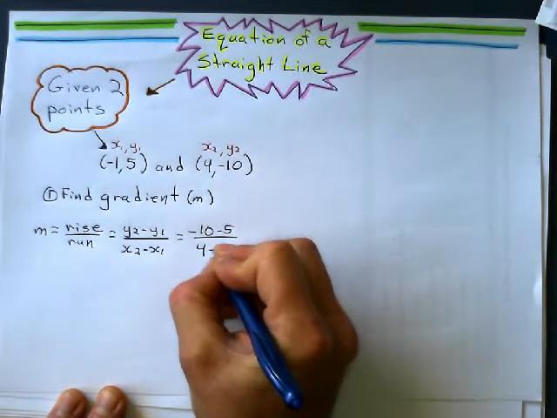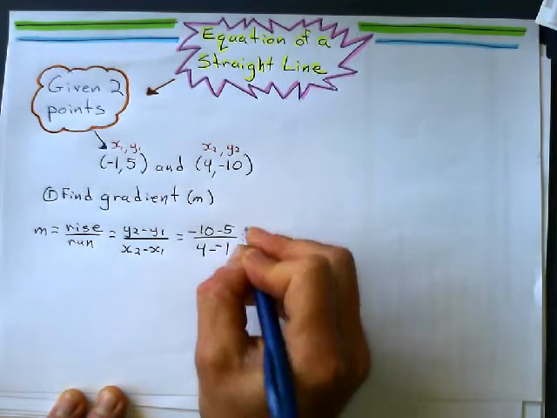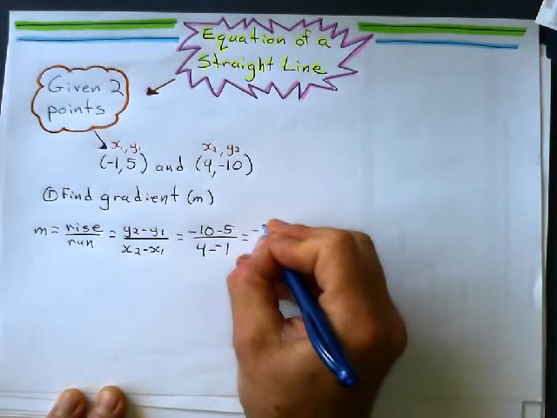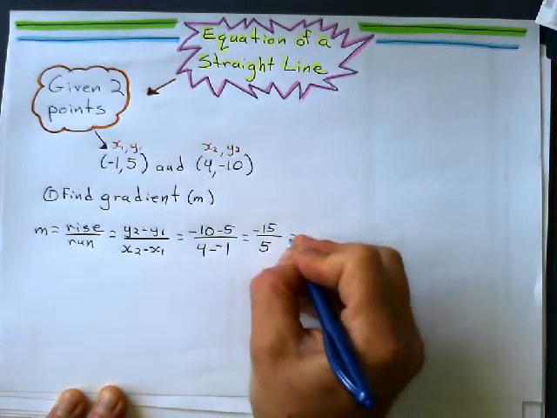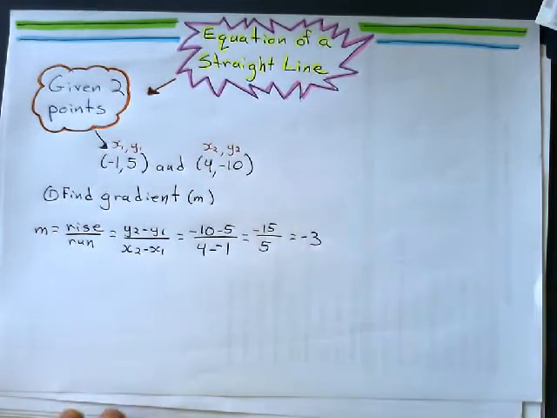That's 4 minus -1. -10 minus 5 gives me -15. 4 minus -1 is 5, and so my gradient is -3.